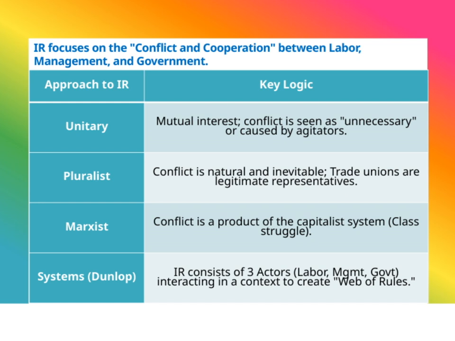Lastly, the systems approach, developed by Dunlop, offers a broader view. It sees IR as a web of interactions among three main actors: labor, management, and government, operating within a set of rules and norms. These rules shape how conflicts are managed or resolved, and the system's stability depends on how well these actors interact within that framework. So overall, these approaches help us understand the complex and layered nature of industrial relations, highlighting that conflict and cooperation are intertwined in different ways, depending on the perspective we take.